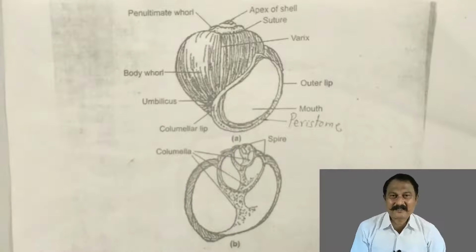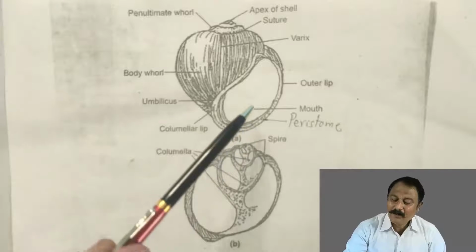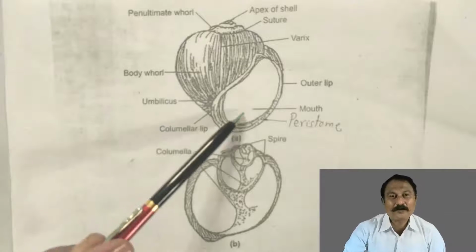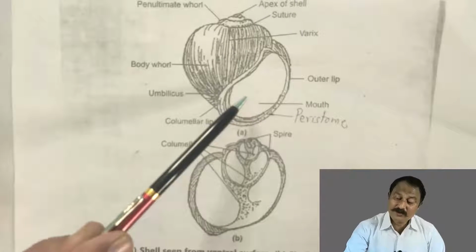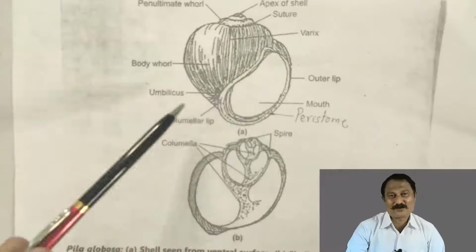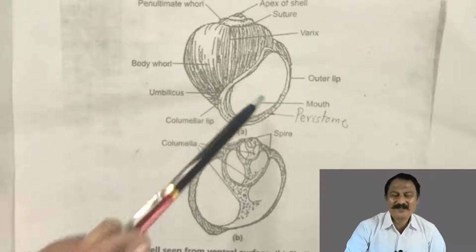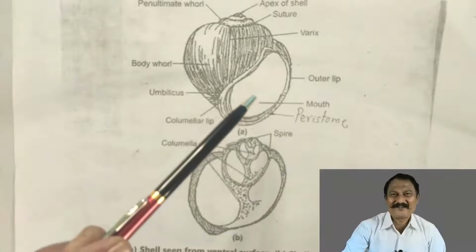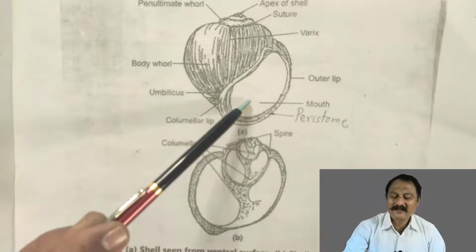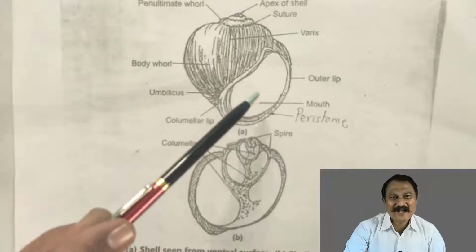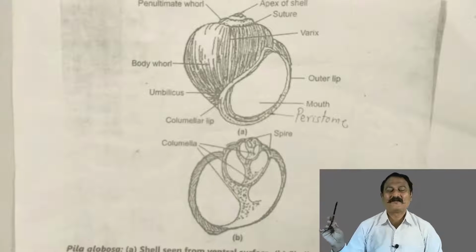But here in this case, the mouth is shown, not the operculum. But if the operculum is shown here, it will look like this also. It has the same shape as this. Okay? You imagine that here the operculum is offset. Clear?